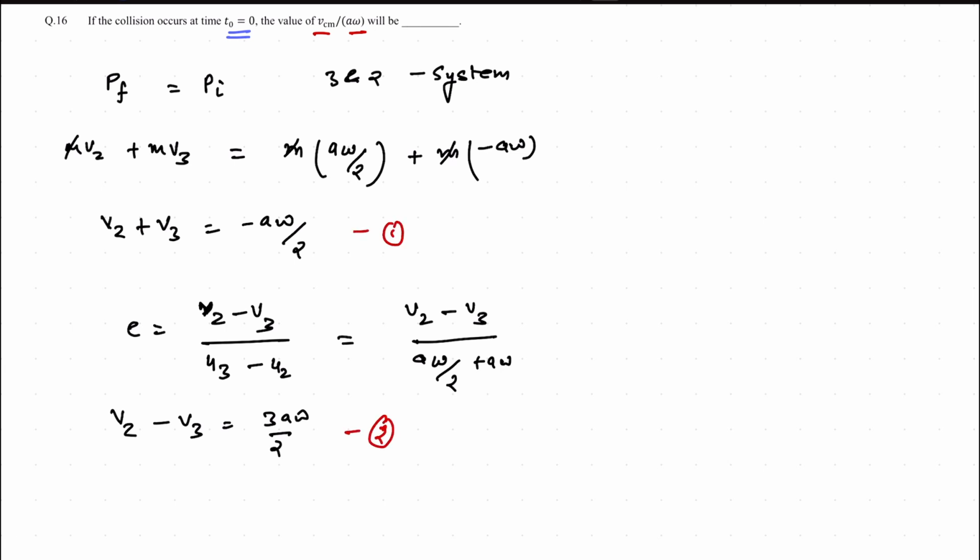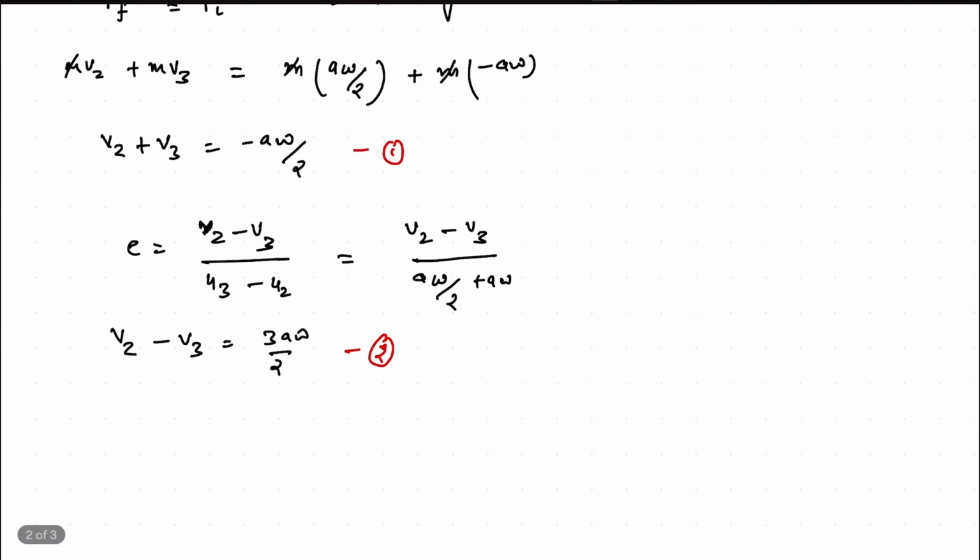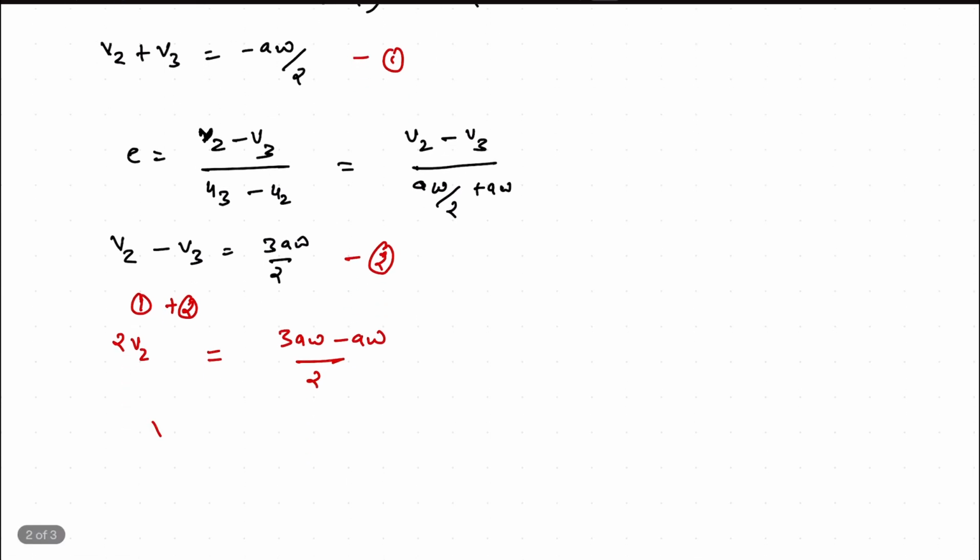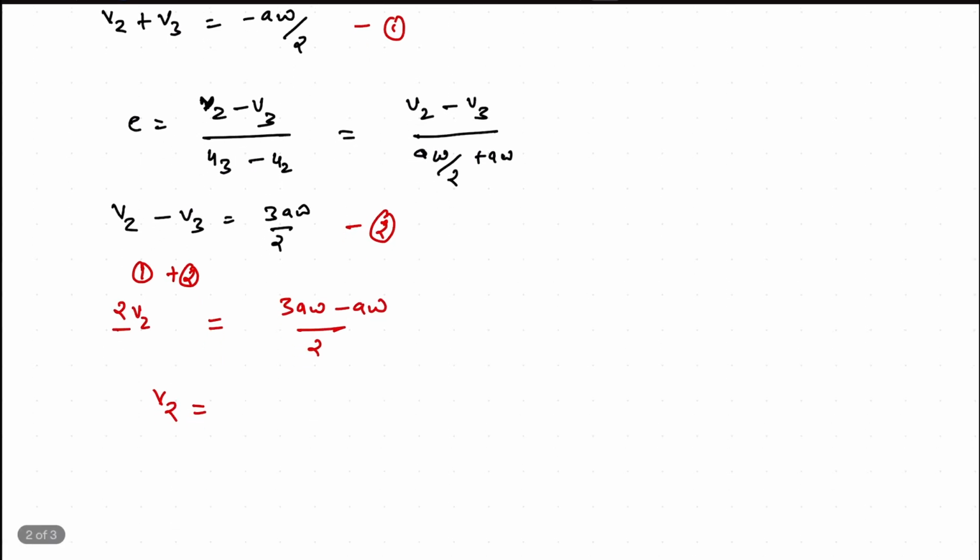Alright, if we add both of the equations, we must get v2. So 2 v2, adding equations 1 and 2, v3 will be cancelled out, is equal to 3 a omega minus a omega divided by 2. Basically, this is 2 a omega divided by 2, and with this 2 again in the division, v2 becomes a omega divided by 2. Alright, we got this velocity.